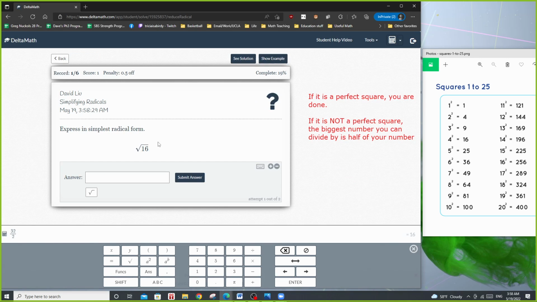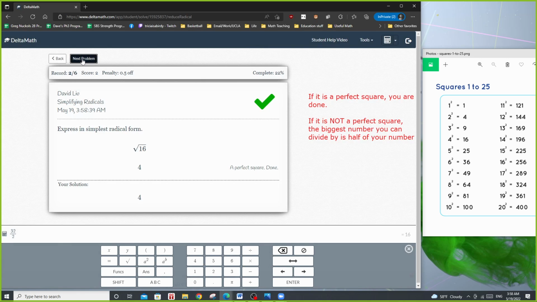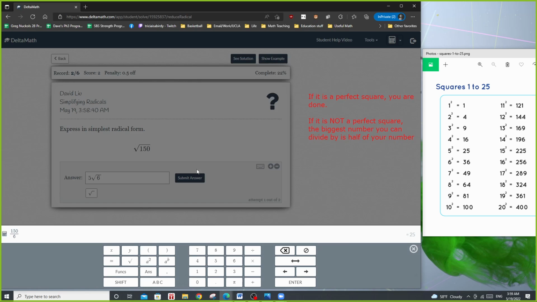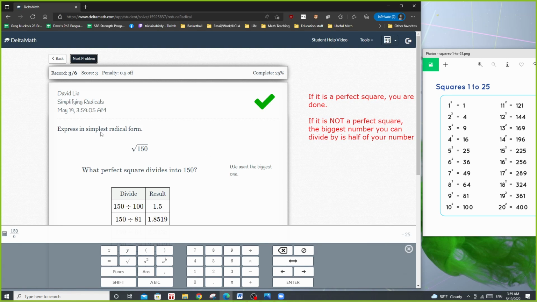Here, we encounter some that are perfect squares. As you can see, this is 16 right here, so our answer is just 4. All right, 150. Let's try dividing by 2. Nope. 3, 4, 5, 6. Finally, 25 is on this list, so we can do 25 becomes a 5. And since I divide by 6, I put radical 6. Okay.